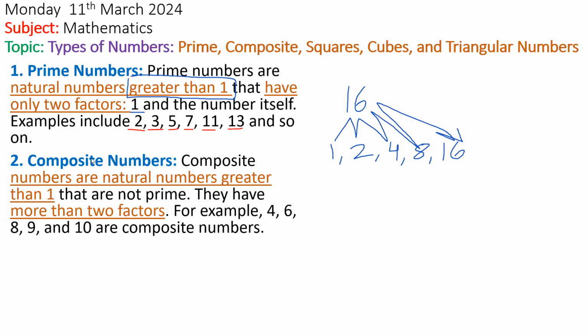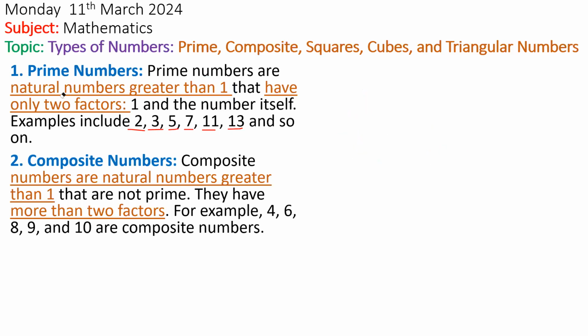Let me erase all this and consider, say, 7. 7 only has 2 factors. 1 can go into 7, and 7 can go into 7. Is there any other number that can go into 7 evenly? No, sir. Therefore, 7 is a prime number.